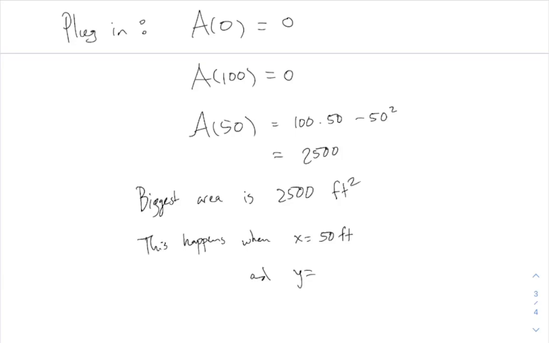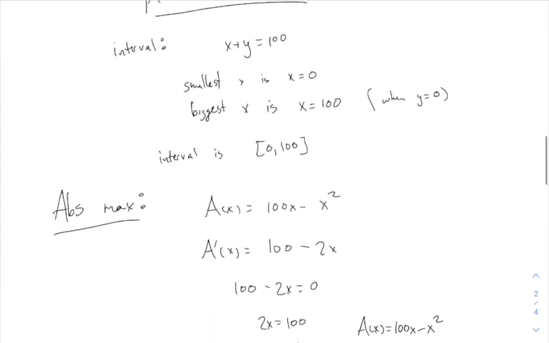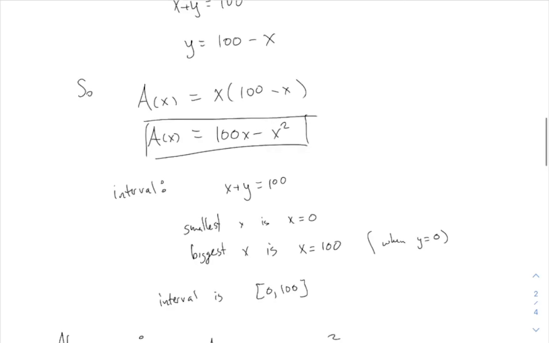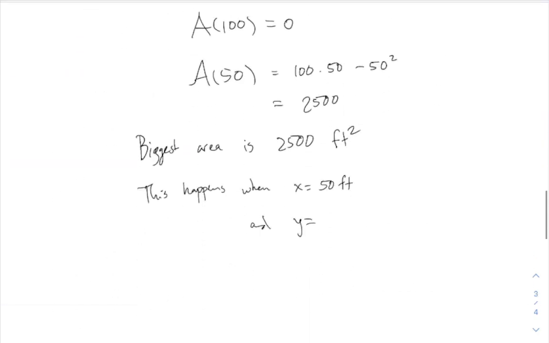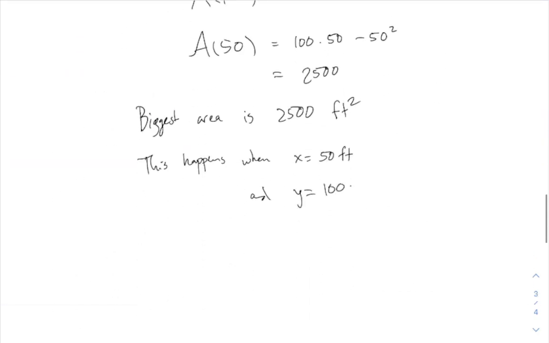Well, if you look up, you will see this several times. X plus y is 100, or you could say y is 100 minus x. So if x is 50, then y is also 50, right? Because y is 100 minus x. So y equals 100 minus x, which would be 50 feet also. So the biggest area in this problem occurs when the shape as a whole actually is a square. That gets you the biggest area, 50 by 50.